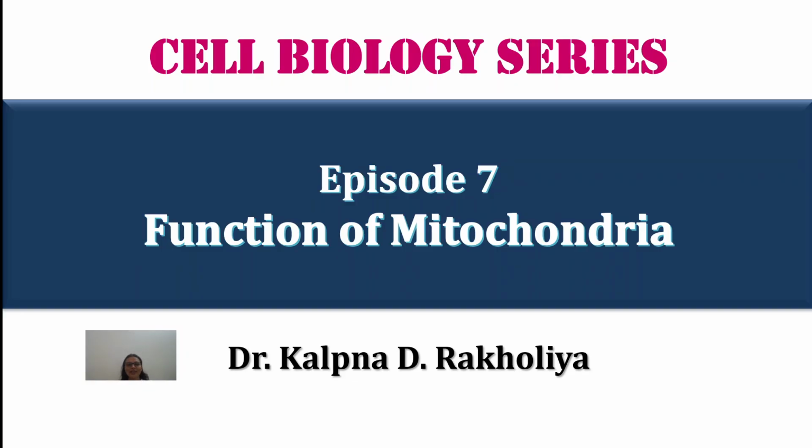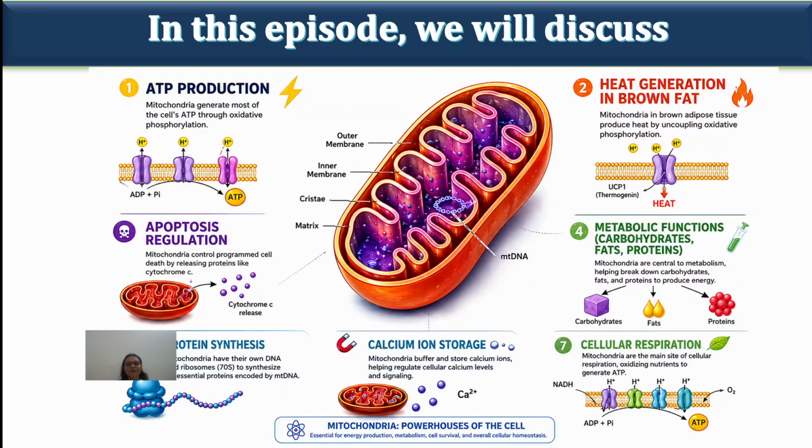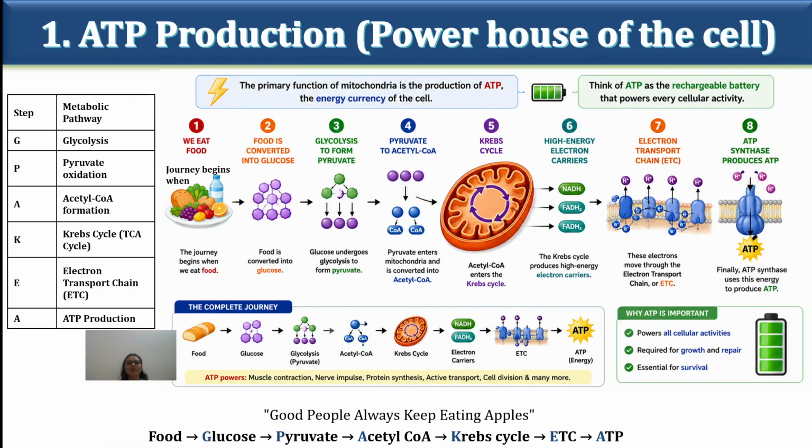This is episode 7. Today we are going to discuss the function of mitochondria. In episode 6, part 1, we learned the ultrastructure of the mitochondria. In this part, we will learn the different functions of the mitochondria. These are the topics we are going to cover: ATP production, role in apoptosis, role in metabolic function, and so on. So let's start with the functions.